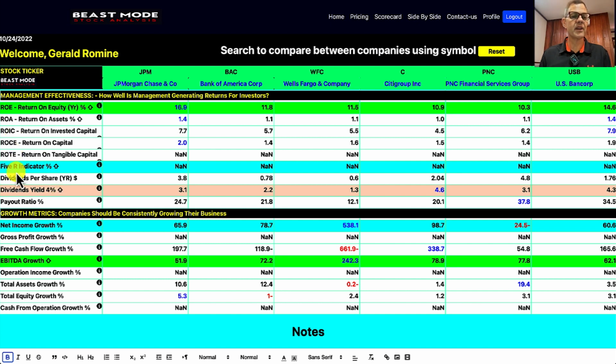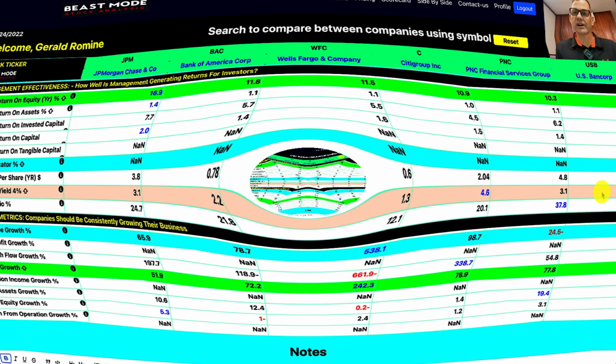The one other thing we want to look at here is the dividend yield, and I love it if it's 4% or higher. A lot of these guys are coming in right around 3.1%, but we've got two of them over 4%, that being Citigroup at 4.6% and US Bank. So that's a nice little dividend to pick up over the year as well.